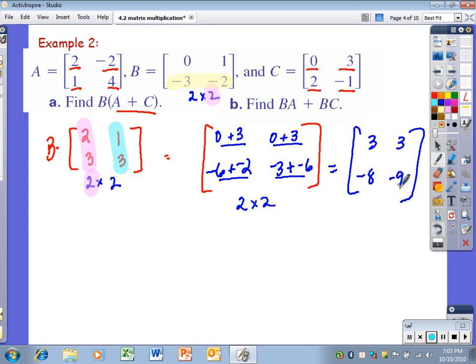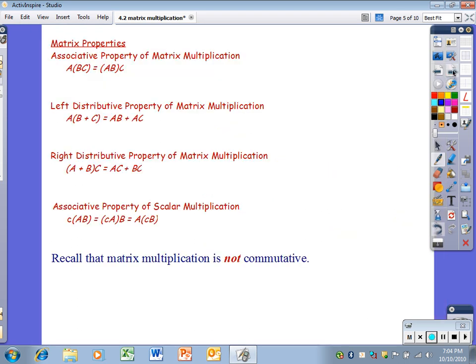And if you actually do multiply BA and then add BC to it, you get the exact same result. So what that shows us is that matrices are applicable to the distributive property. So basically, all properties work except commutative when we're talking about matrix multiplication.